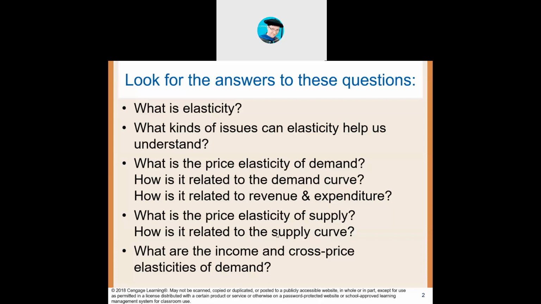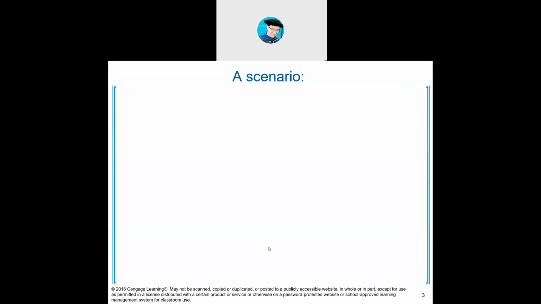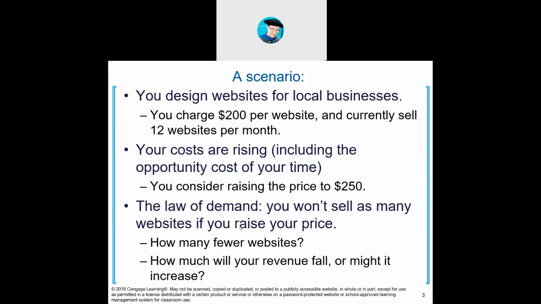What is the price elasticity of supply and demand? There are a lot of really interesting concepts around elasticity that we'll discuss. And we'll also talk about more recent considerations of elasticity to give you some more current examples.